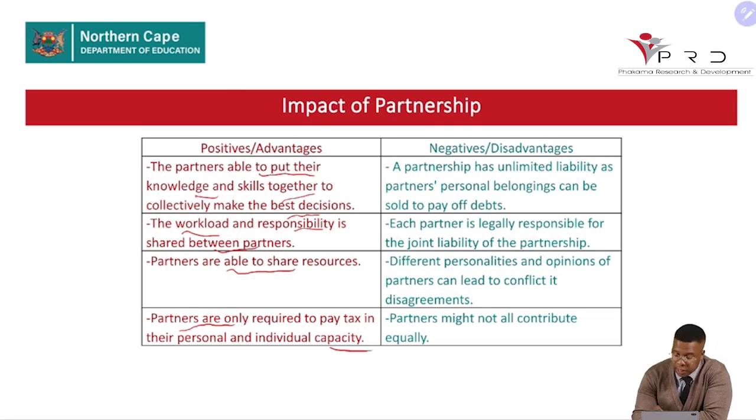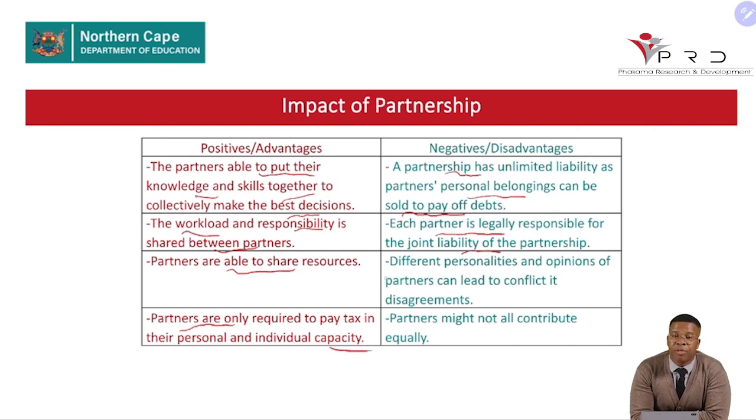When we look into negatives, a partnership has unlimited liability, as partners' personal belongings can be sold or used to pay off the debts of the business, and each partner is legally responsible for a joint liability of the partnership. That is a disadvantage, to say if a partnership as a business fails, some partners might be affected even though they did not contribute to that failure. Hence, they say each partner is legally responsible for the joint liability of the partnership, meaning the liability is joint.